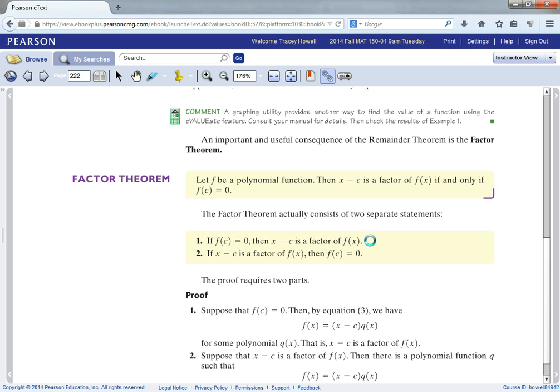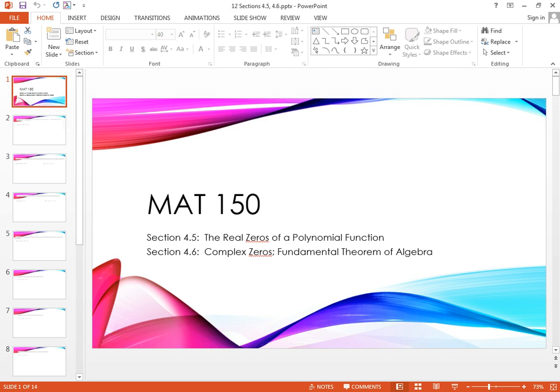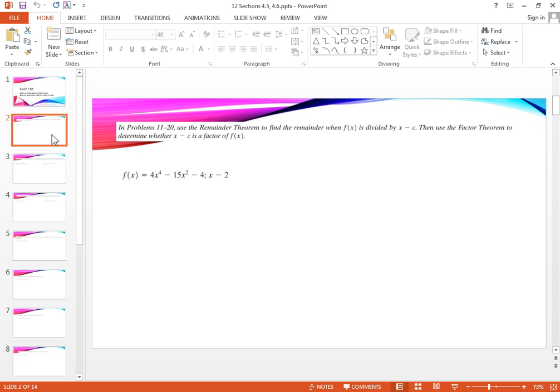So let's go back to the PowerPoint and see if this will stop doing the little circles. There we go. All right. So this is a typical problem. Use the remainder theorem to find the remainder when f of x is divided by x minus c.